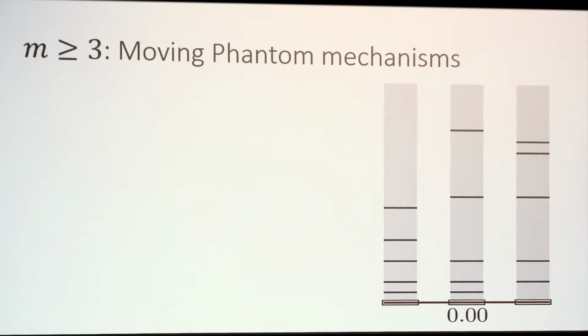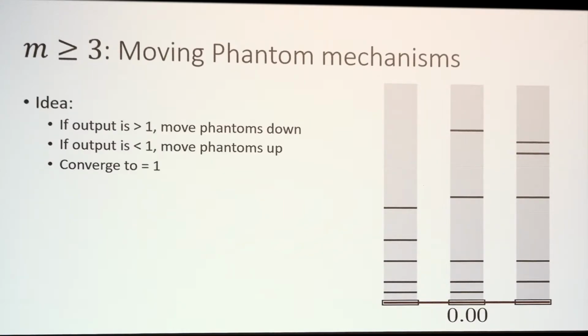The intuition is that suppose we fix the placement of some phantoms, and then we take coordinate-wise medians. Now the sum of these coordinate-wise medians might be too high or too low. If they're too high, then we can think about moving the phantoms down so that we can decrease these medians. Or if it's too low, we can move the phantoms up. And in doing that, we can converge to our coordinate-wise medians summing to exactly 1.